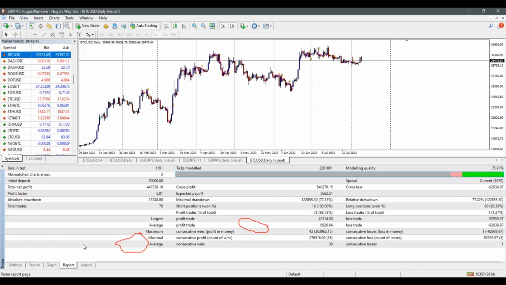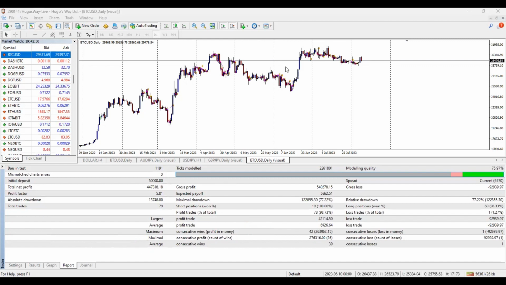Now, Ash, do you want to show any other strategy testing of the robot? Is there any other proof you need, or are you good? I think this is good, to be honest. This is literally more than enough to get anyone excited.